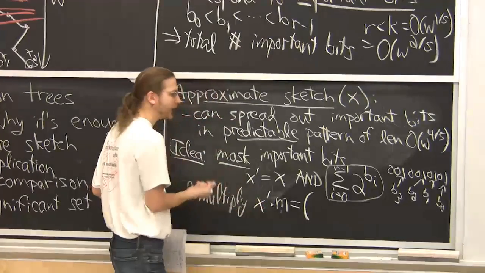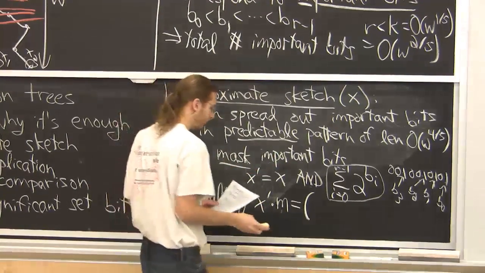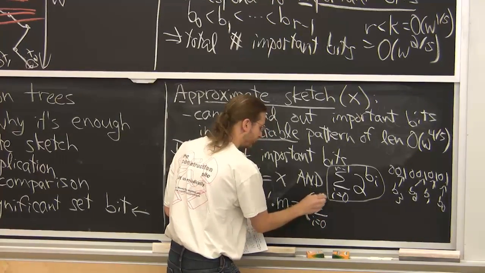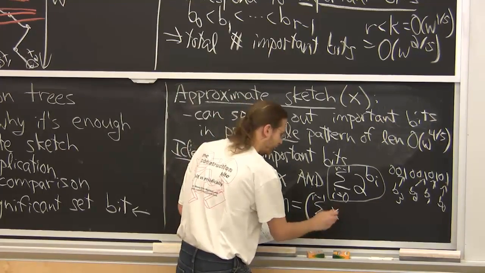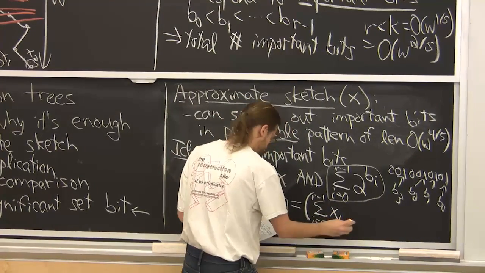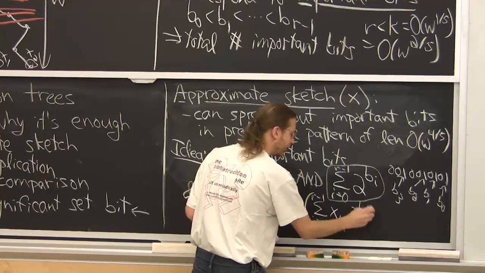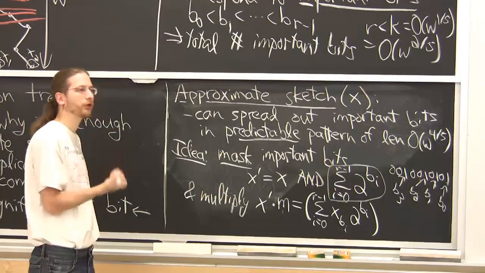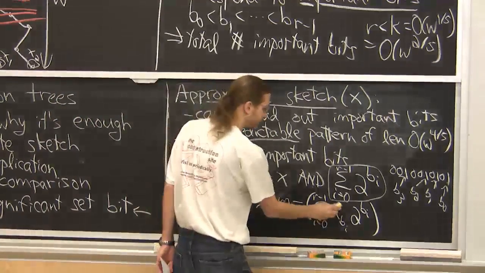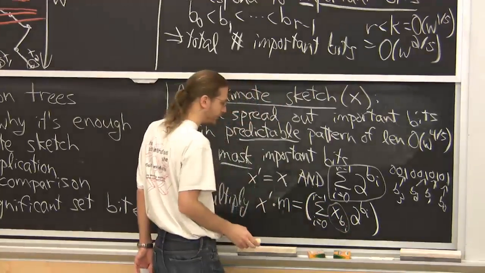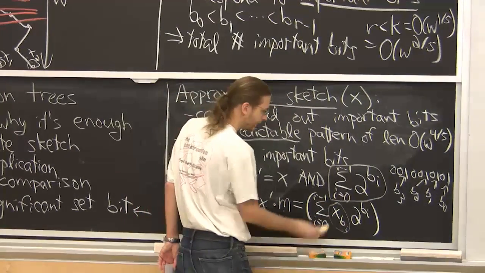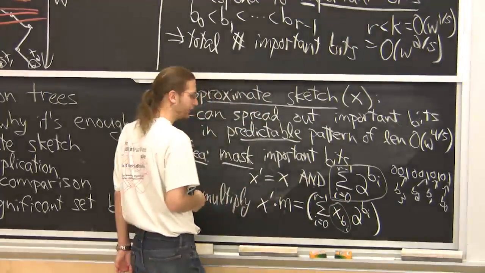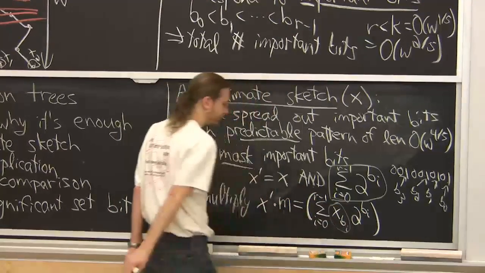Now, x prime only has the important bits, so we can write that as a sum i equals 0 to r minus 1 of x_bi times 2 to the bi. I'm introducing some notation here: x_bi is that important bit bi, 1 or 0? This is just a dereference of the bit string. You multiply that by that position, 2 to the bi, which is the binary definition of binary notation. But we only care about the important bits because only those are set.